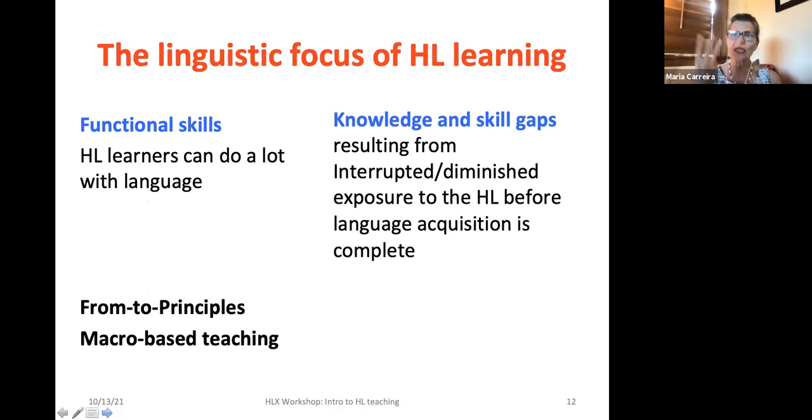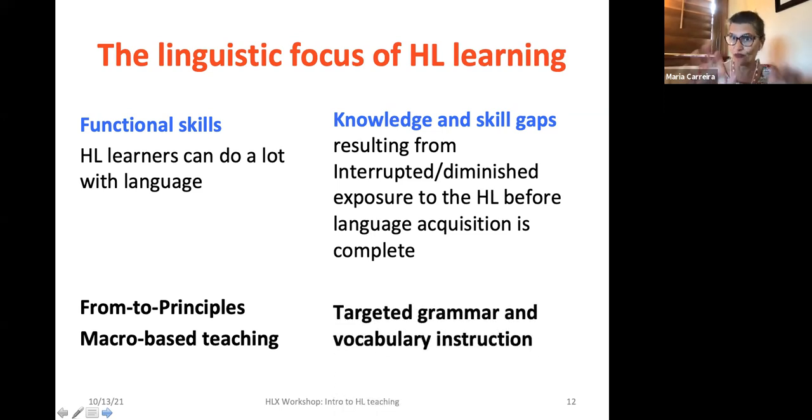These two, remember there were three strategies. These two strategies, the from-to principles and macro-based teaching, are designed to build on what learners bring to the classroom. On the other hand, we also know that HL learners have knowledge gaps or skills gaps too, right? And this results from the fact that input to the HL, the target language, is interrupted before language acquisition is complete. And so what we need to do is fill in, address those knowledge gaps. And for that, we have the third strategy, targeted grammar and vocabulary instruction.